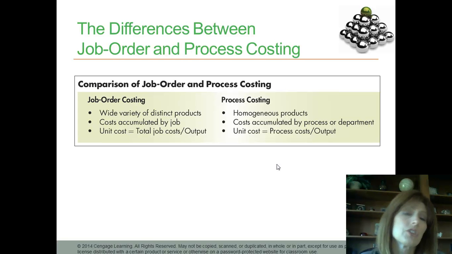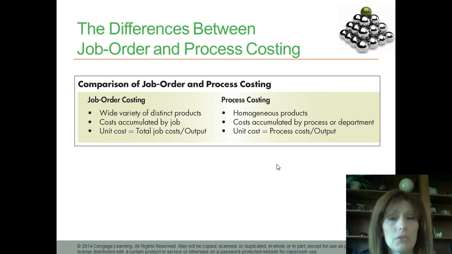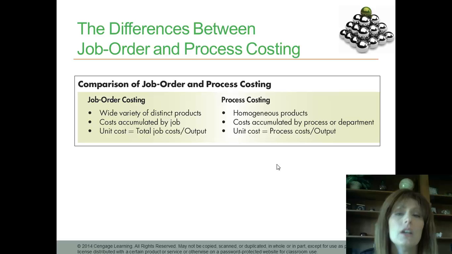So here's a quick chart that summarizes those differences. Job order costing: different, distinct products or services. We're going to accumulate the cost by job. And for the unit cost, we have to just look at the cost for that particular job. For process costing, we have homogeneous products that are all the same. We're going to accumulate the cost by process or department, and then we can divide the cost by the number of units to come up with the per unit cost.